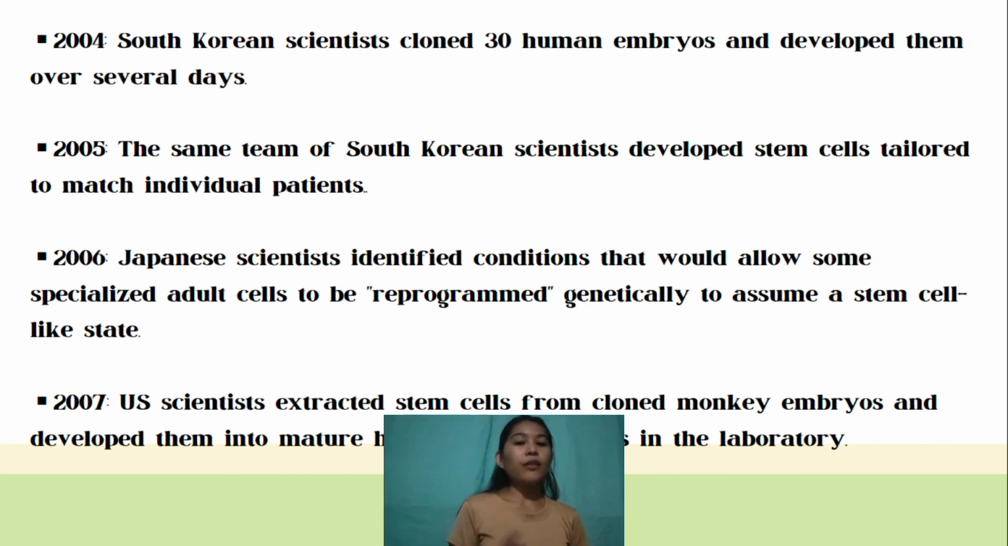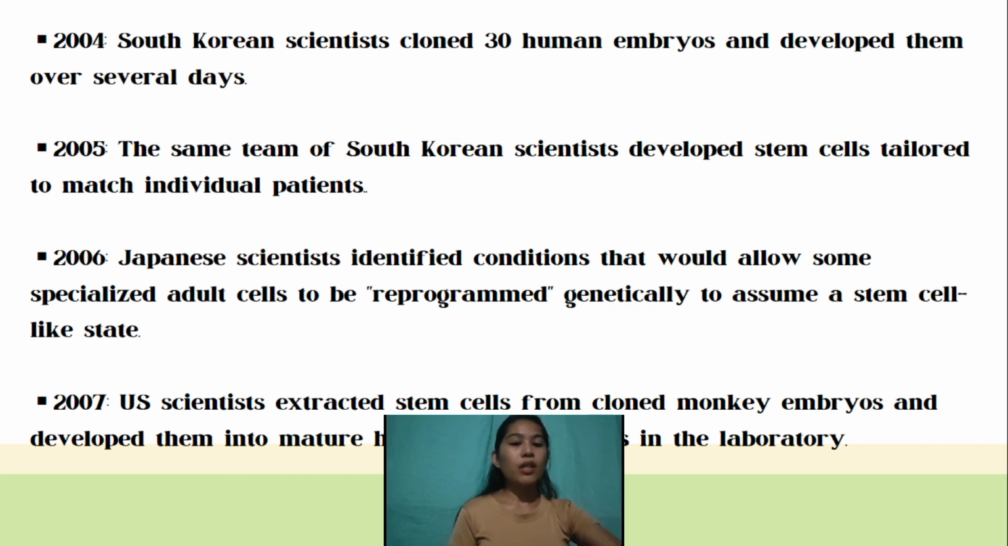In the year 2005, the same team in South Korea developed stem cells tailored to match individual patients. So in the year 2005, this breakthrough suggested the potential for personalized medicine, where stem cells could be used to generate tissues and organs compatible with the patient's immune system, reducing the risk of rejection.